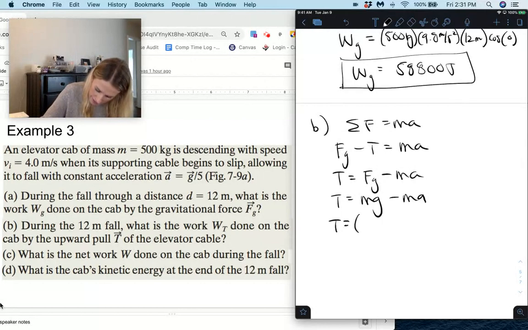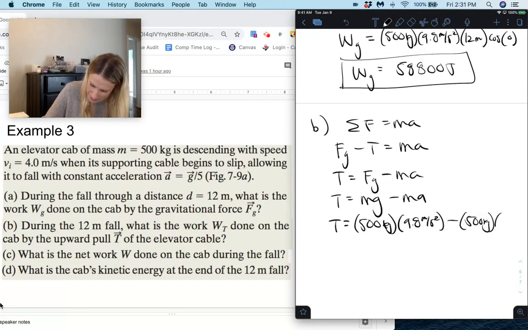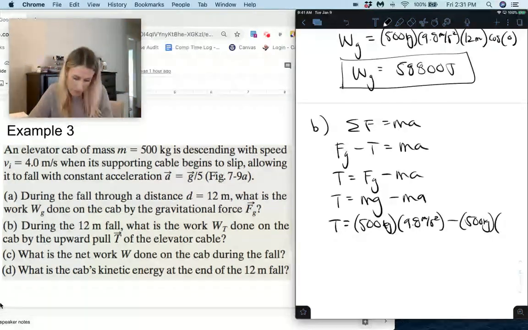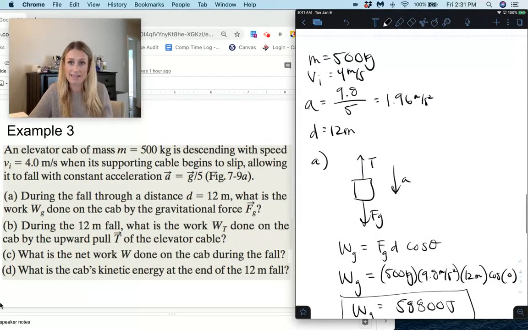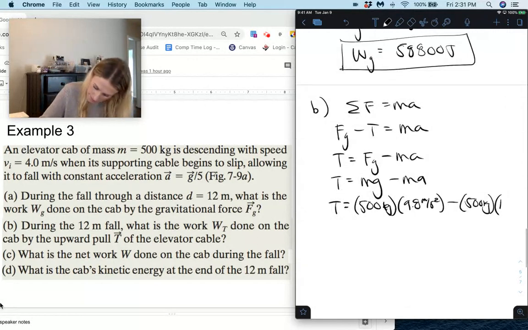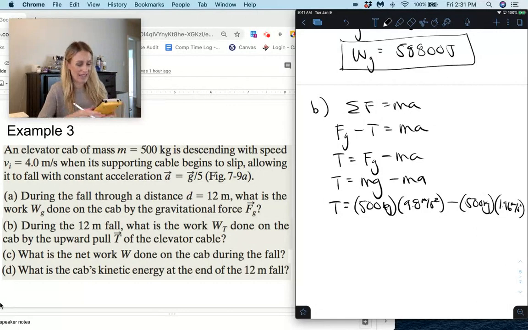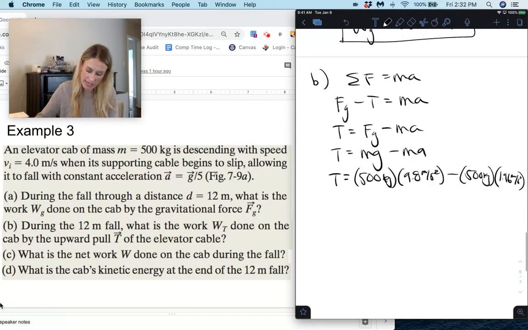Tension will be equal to mass, 500 kilograms, times acceleration of gravity, 9.8 meters per second squared, minus that 500 kilograms, times the acceleration of the elevator, which we found to be 1.96 meters per second squared. Running out of room, as usual. So we get 500 times 9.8, and then we're going to subtract 500 times 1.96 from that. And we get 3,920. So that is our tension force.